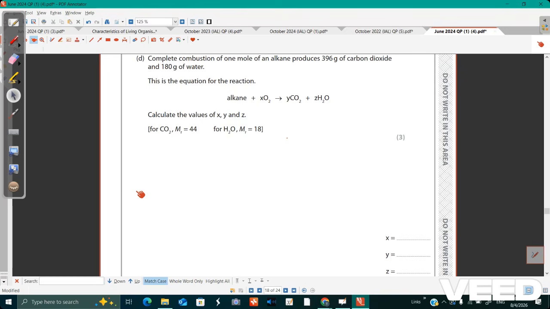Complete combustion of one molecule of alkane produces 396 grams of carbon dioxide, 180 grams of water. This is the equation for the reaction.